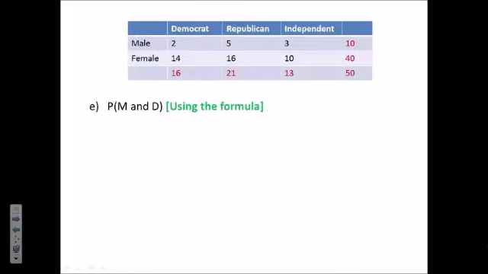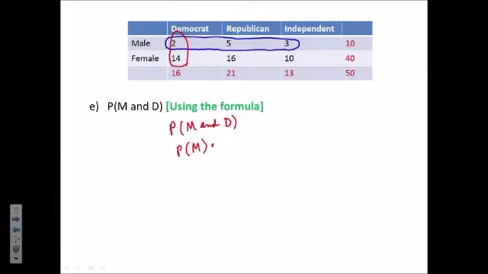Let's use the formula to do the same problem. Here are the males, and here are the Democrats. So the probability of male and Democrat is the probability of males. The and rule is the times rule, multiplication, times the probability of Democrats given male. Well, the probability of picking a male would be, out of 50, there are how many males? There are 10 males out of 50. Now we start with the given. Given, we're only talking about males.